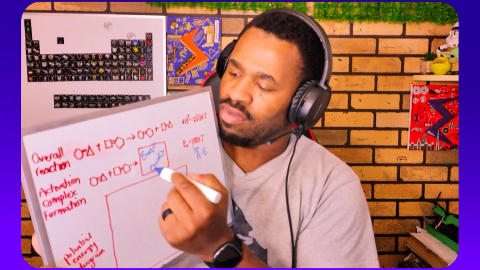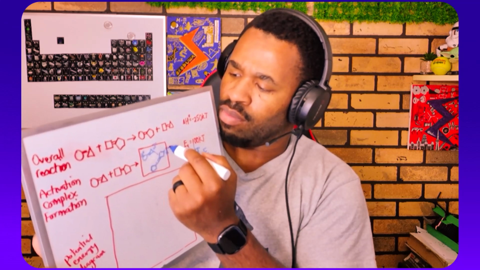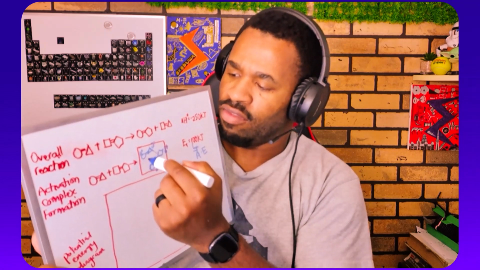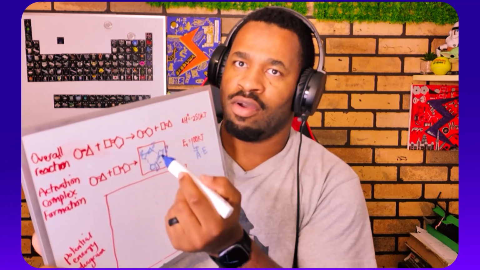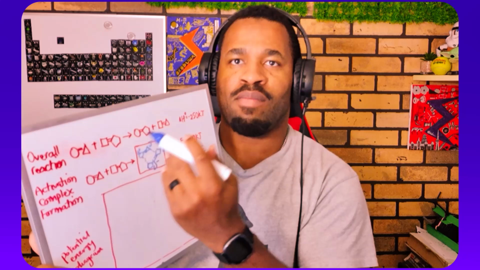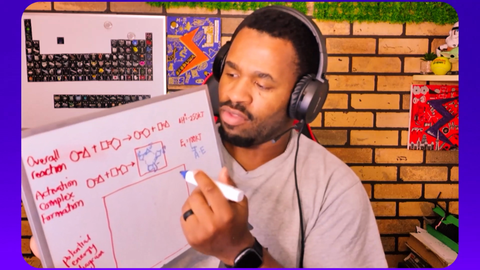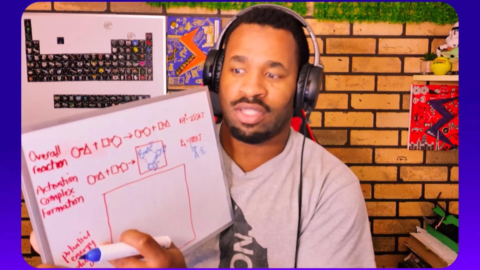And once this is accomplished, know that this is going to have a partial positive charge and this is going to have a partial negative charge, and this is going to be forming a new bond with the O. And so this here is a proposed pathway that is hopefully going to end up becoming this particular product. And so the question now is, what is the potential energy diagram?